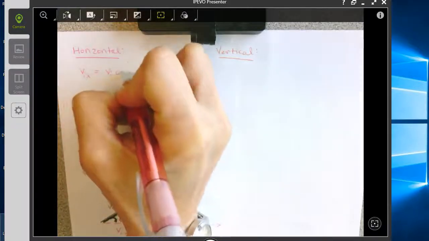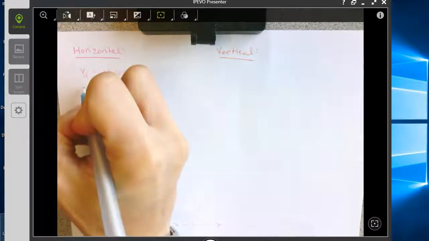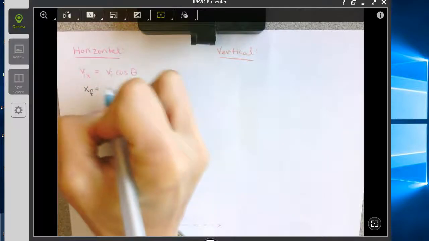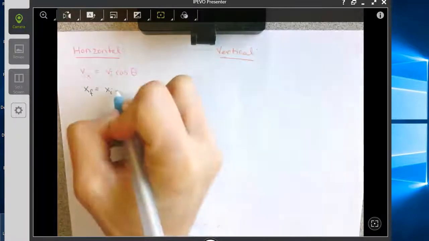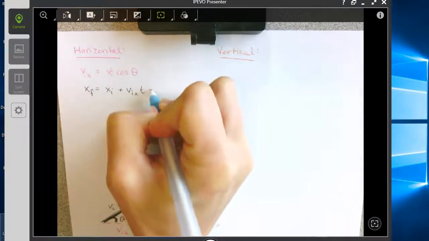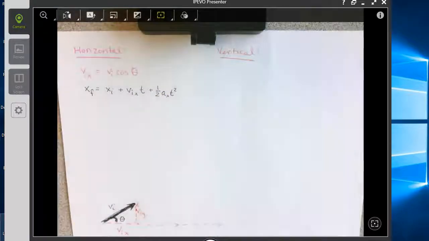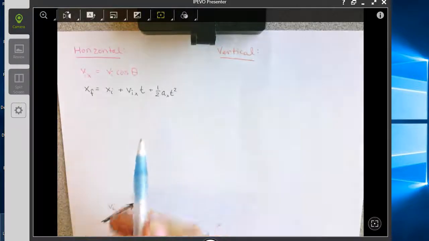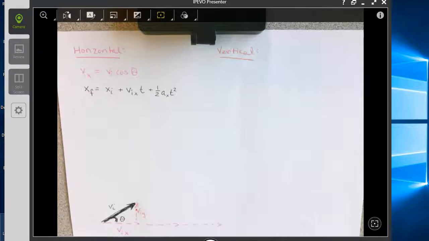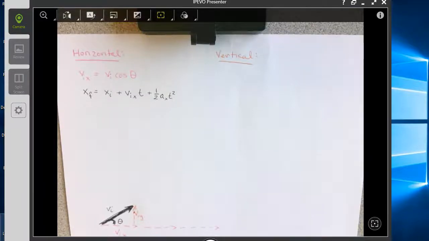That's VI cosine theta. Now, under normal circumstances of accelerated motion, our final position in the horizontal takes our initial position, adds our initial velocity building up over time, plus 1/2 AT squared, which A in the horizontal direction this time. This is the standard horizontal equation for two-dimensional motion. Record it, be clear on it. If you've ever got drag chutes or rocket boosters or wings, you are going to need this equation.